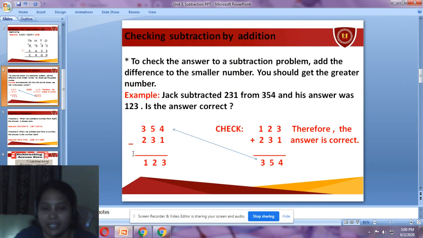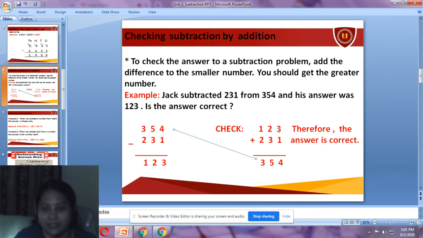So after calculation, what did we get? 4 minus 1 is 3, 5 minus 3 is 2, and 3 minus 2 is 1. Okay, we got 123. So as per the rule, what do we have to do? We have to add the difference to the smaller number. And we know what the difference is. We have already learnt about it. Yes, children, the answer obtained in a subtraction problem is the difference, right? So the difference is 123.